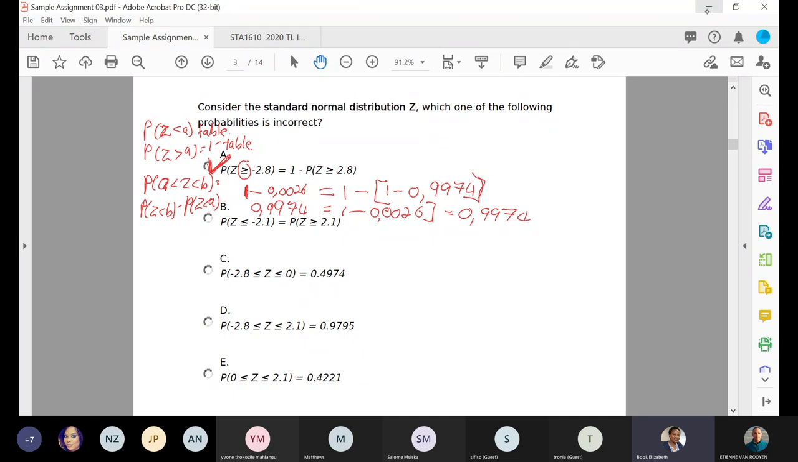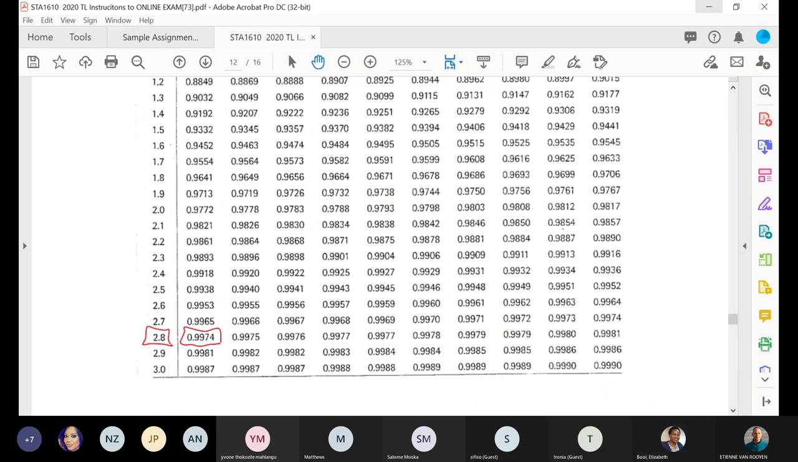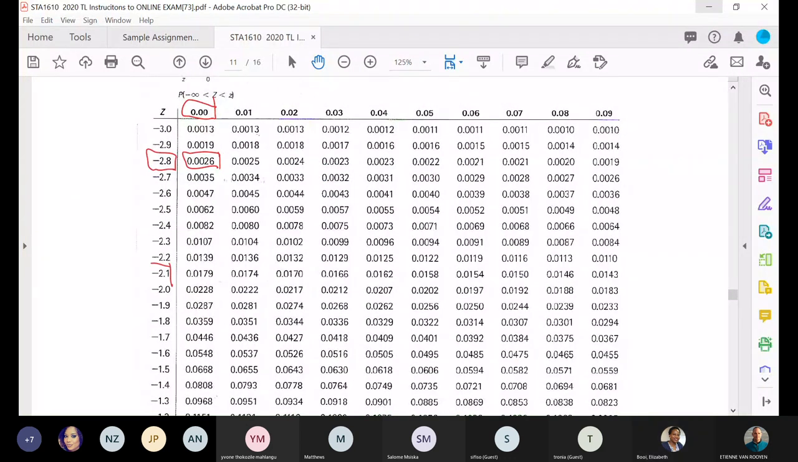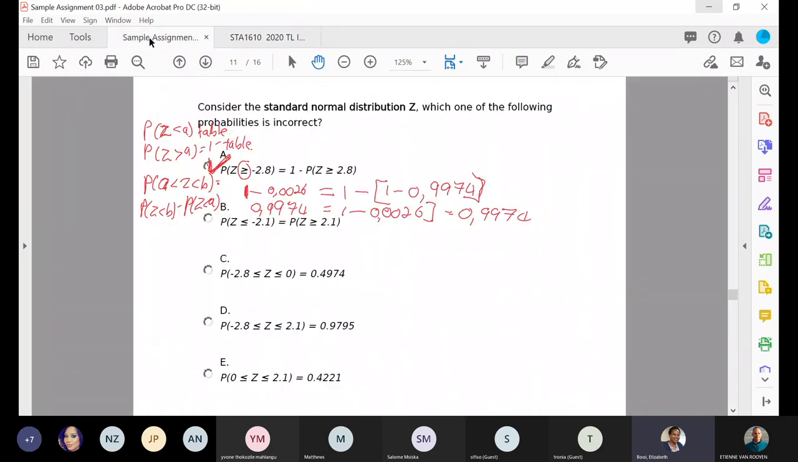B says the probability of Z less than minus 2.1. So you must go to the Z table and look for it, because the sign says less than or equal. When the sign is less than or equal, the value we find on the table is the value we're looking for. So what is minus 2.1? We need to go to the negative side. Minus 2.1 is 0.0179, and this side says we need to find the probability of Z greater than 2.1.